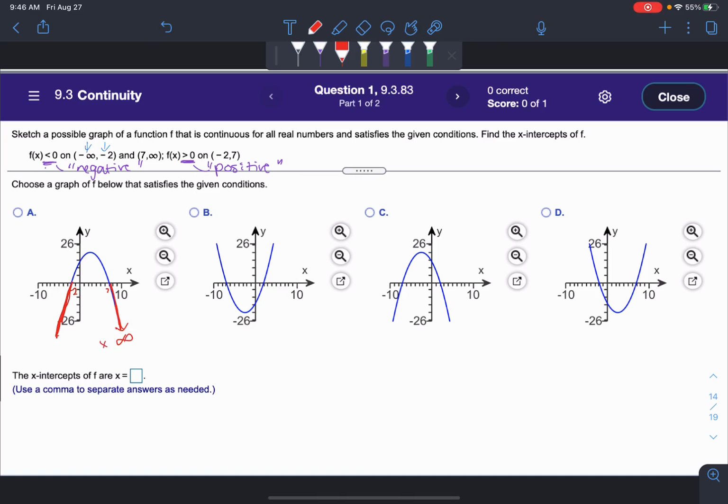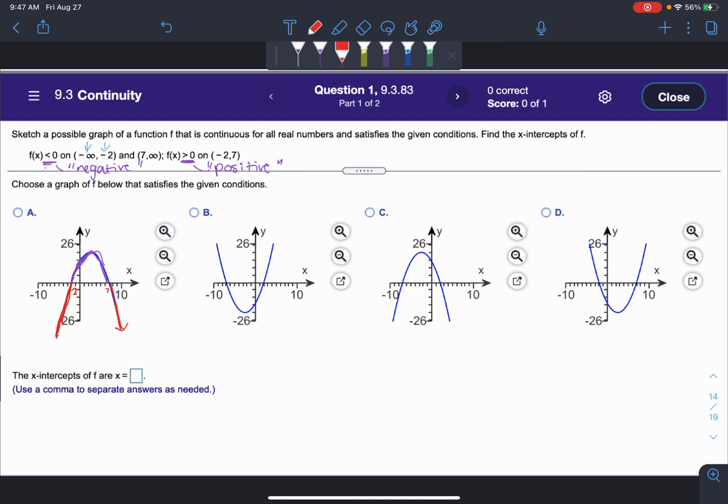infinity, x, right? We're going in the x direction, which means as my x gets really large, my y is below the x-axis. So this is probably the answer, but let's check on the other ones. Also, this graph is positive in between negative 2 and 7, right? It's above the x-axis here, right? So A looks like a pretty good option for this question, but let's look at the others.